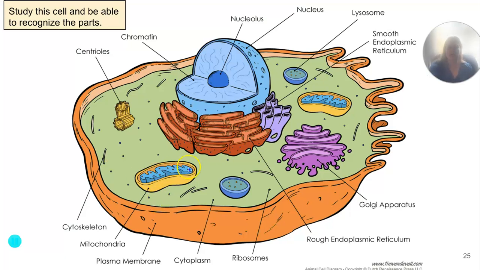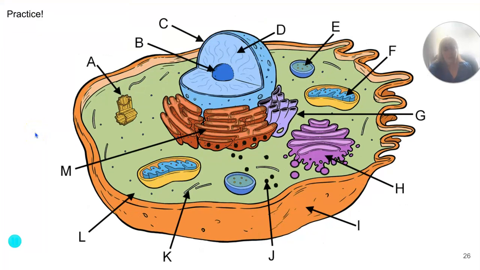These are the mighty mitochondria. They're going to be charging up those ATP. And I believe that you guys remember these centrioles are used to help cells divide. Okay, so now what I'd like you to do is label this diagram.